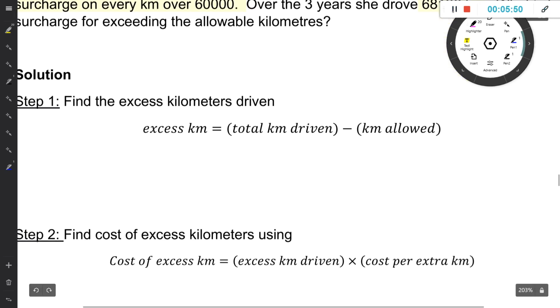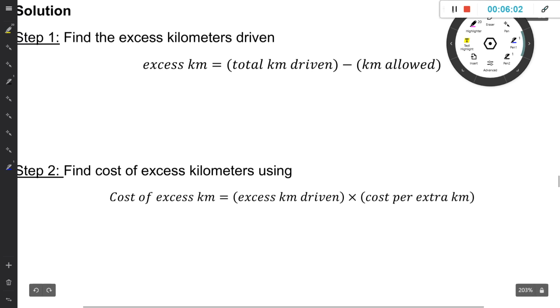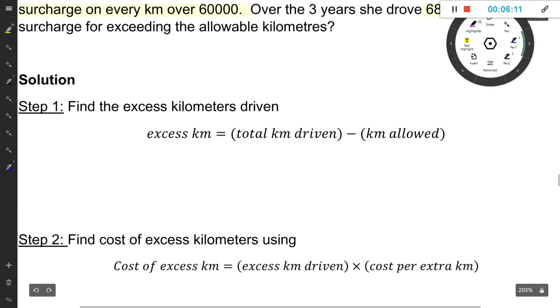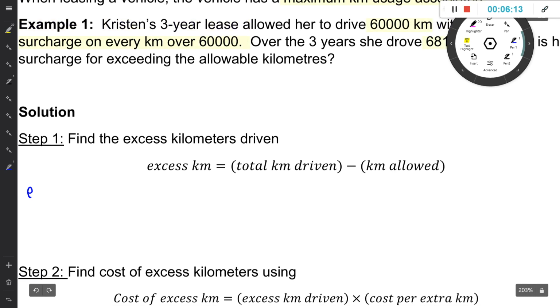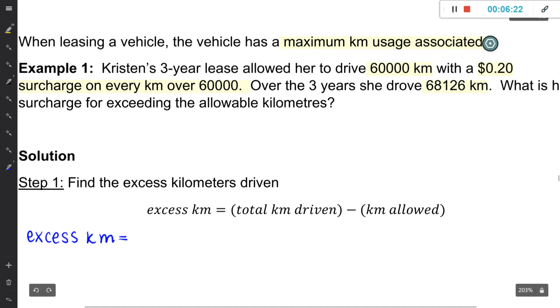Okay, and so the first thing you're going to do, step 1, is to always find how much extra she drove. She's allowed to drive 60,000. You don't need to pay on that. You want to find out how much extra she drove. Then after you find that, you find the cost by doing excess kms driven times the cost per kilometer. So we're just going to work through this. I'm just going to write this down. Excess kms is equal to how much did she drive in total? You just go back up and look. It says right here she drove 68,125. How much is she allowed? She's allowed 60,000.